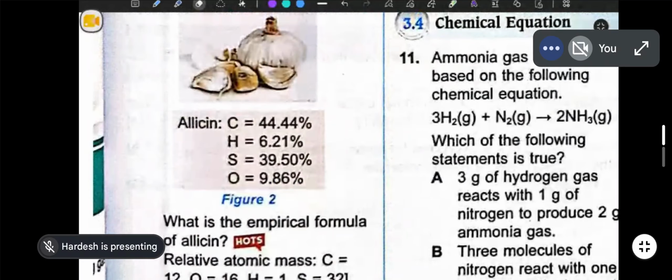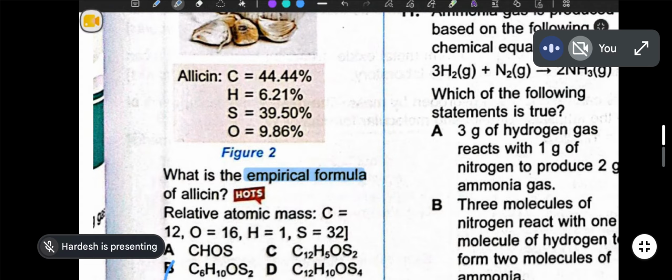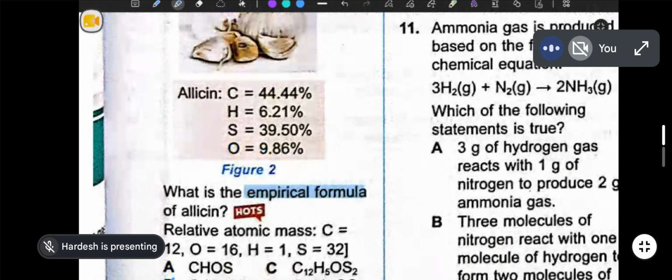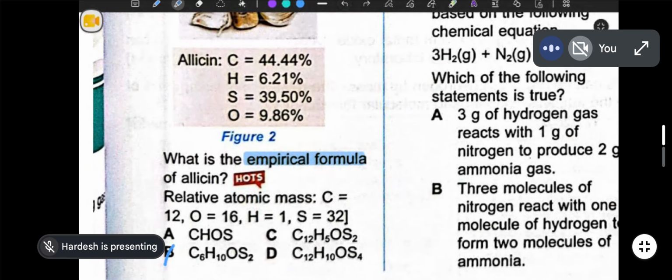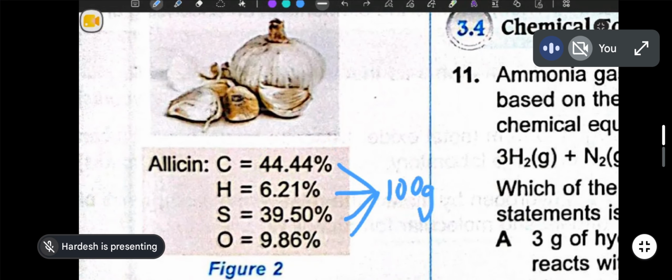Okay. What is the empirical formula? Empirical formula is the simplest ratio of atoms of an element in a compound. So technically, from this, you're going to have to guess your compound's ratio. So you have your carbon, your oxygen, your hydrogen, your sulfur. What did I tell you guys? If they give you percentages, automatically assume 100% is 100 gram. So I want you to assume this is 44.4 grams of carbon.